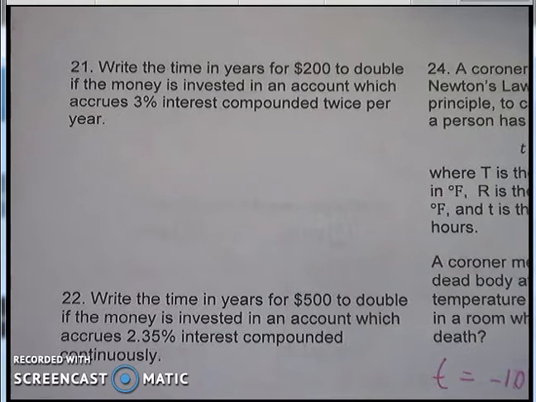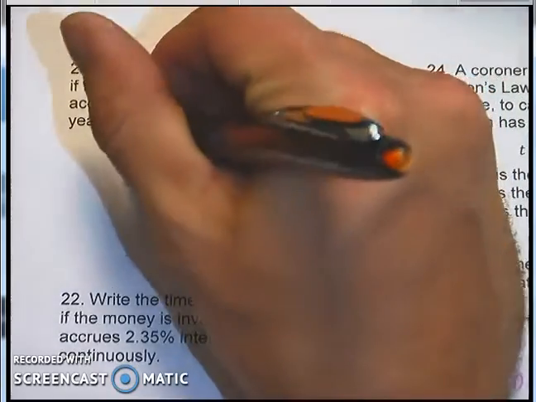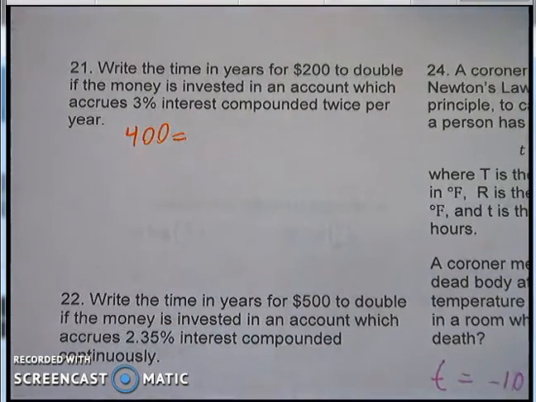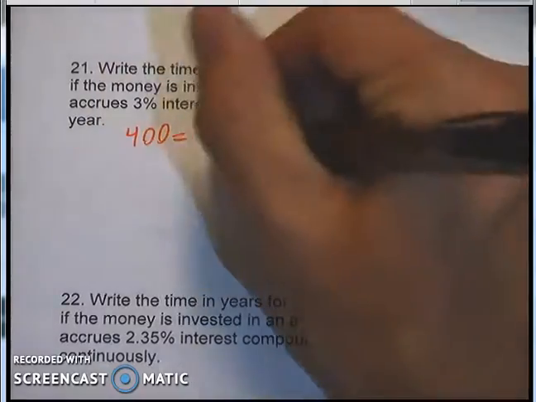So, $200 doubled is $400. So I'm going to go ahead and write an equation here. 400 equals, and I'm going to use the compound interest formula, which you'll have access to during the test, so you don't need to memorize it.